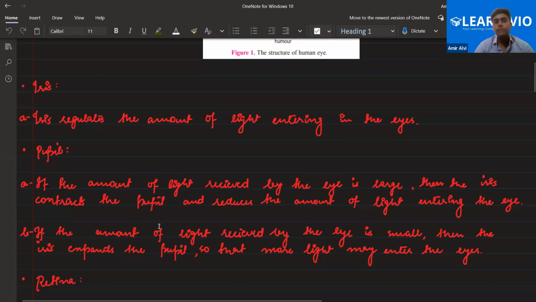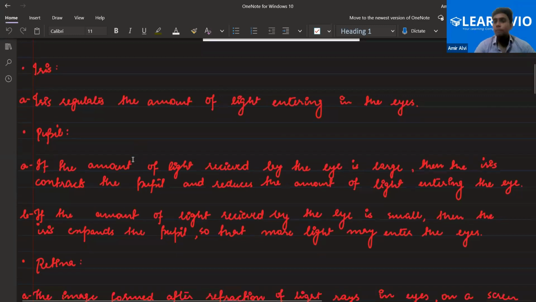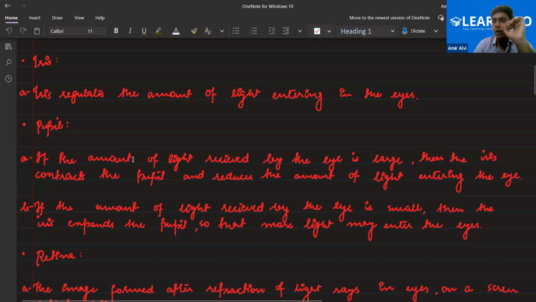Okay, next thing is the pupil. The pupil is a black hole in the eye. You must have seen that black hole. That black hole is basically the pupil, and it is the entrance to the eye, just like a door. That door shrinks and expands depending on the amount of light entering the eye.